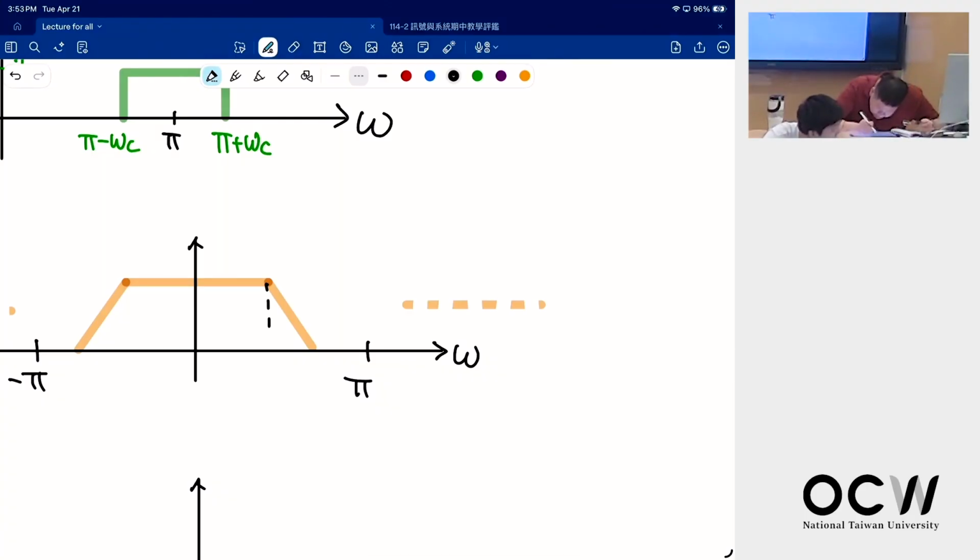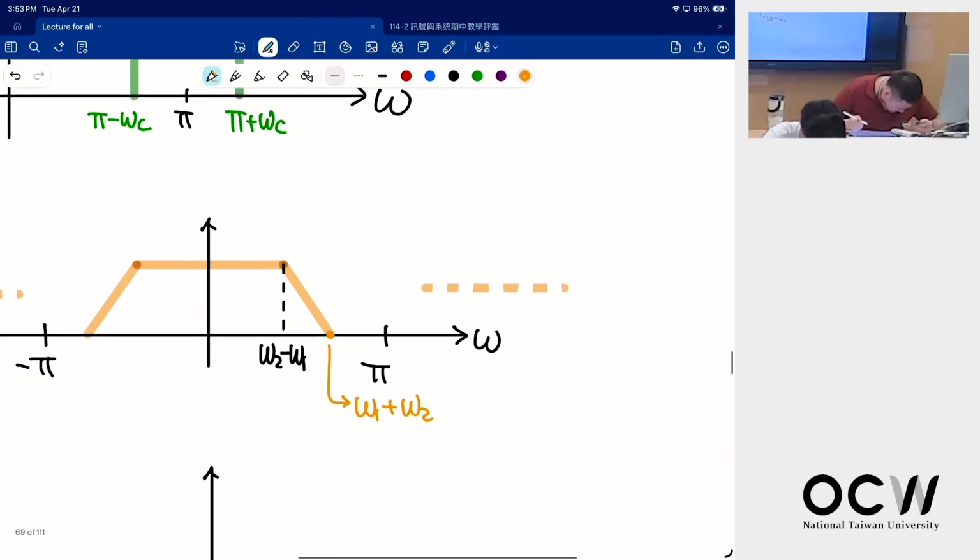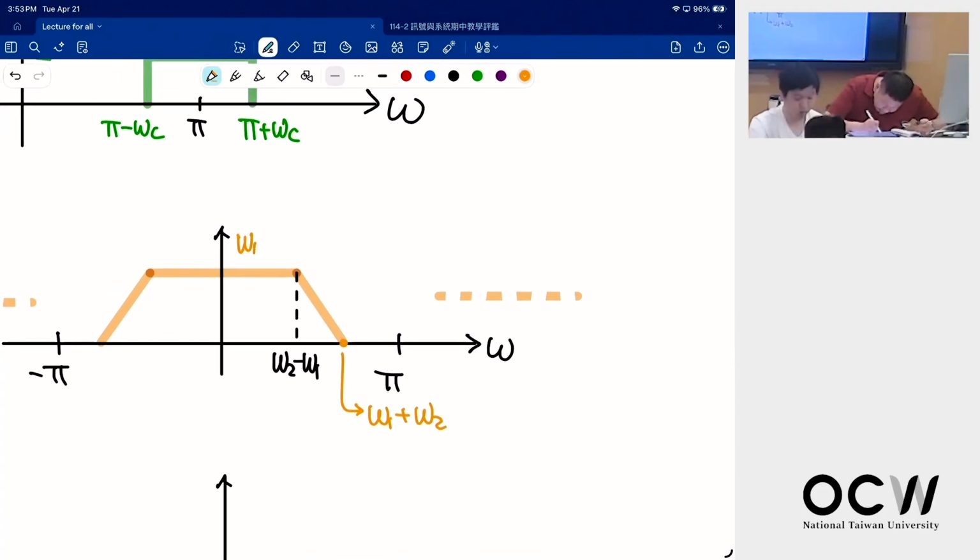And here you get omega 2 minus omega 1. And this point, what is that point? Omega 1 plus omega 2. And the height is omega 1 divided by pi.